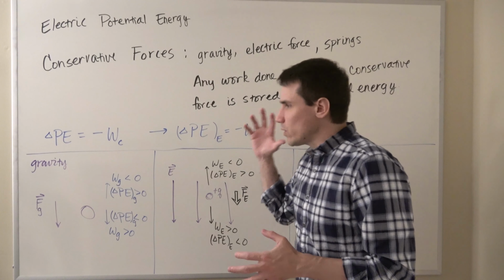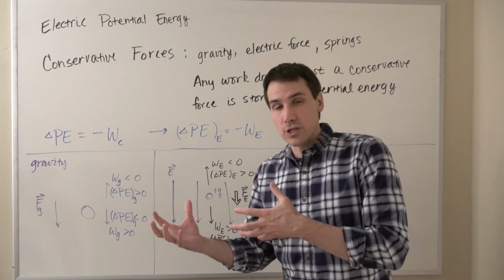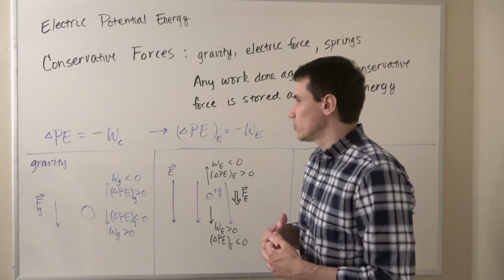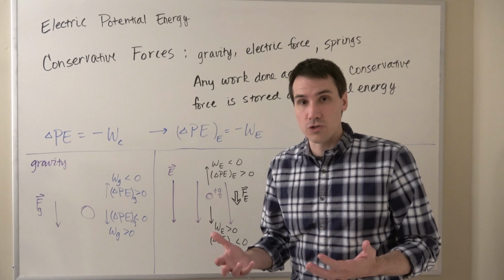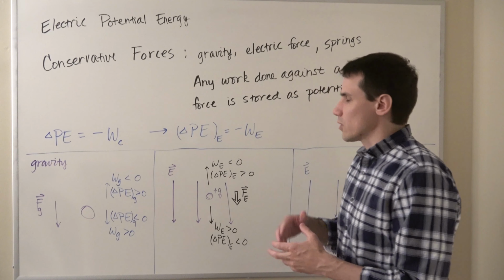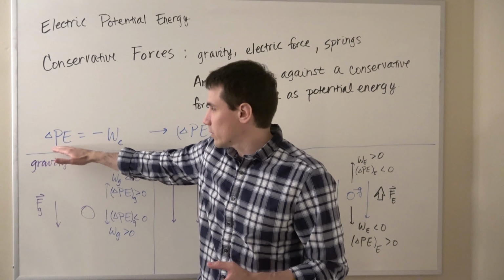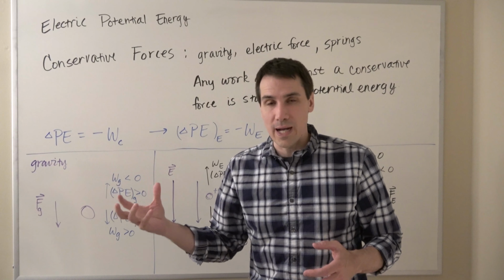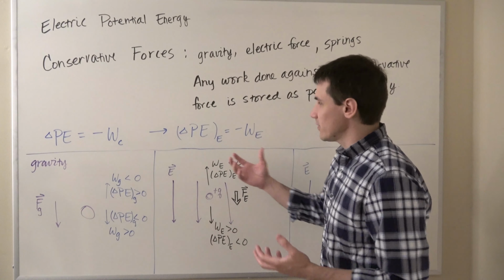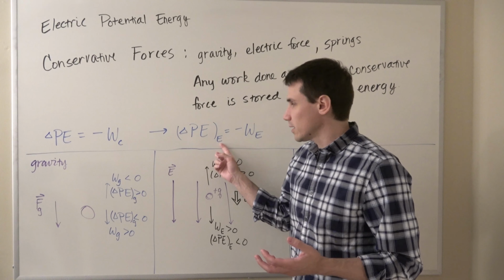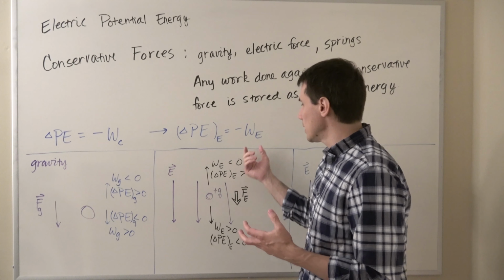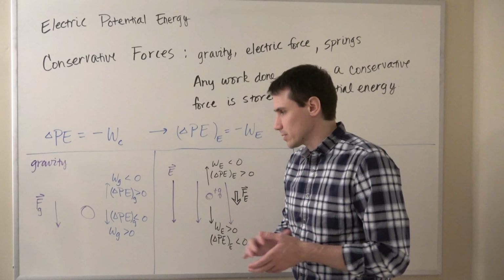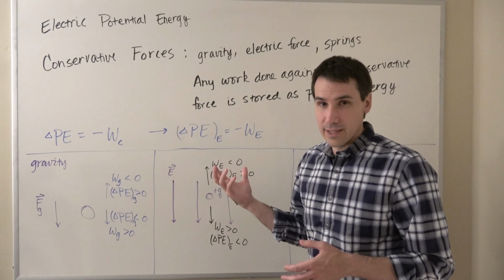Okay. So what we want to do is use our relationship between the work done by a conservative force and potential energy in order to come up with an equation for the potential energy stored by some particle. All right, so the equation that we're going to use is that the change in potential energy for any conservative force is equal to the negative of the work done by that conservative force. So in the case of the electric field, the change in the electric potential energy of a particle is equal to the negative of the work done by that force, in this case, the electric force.